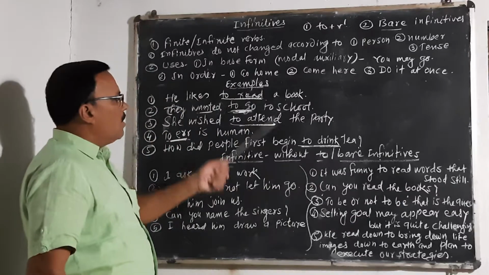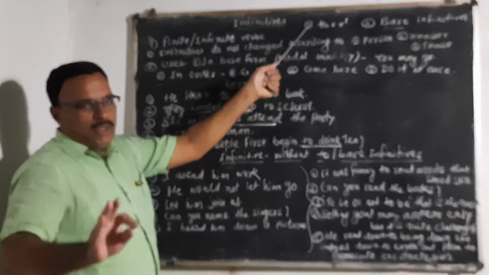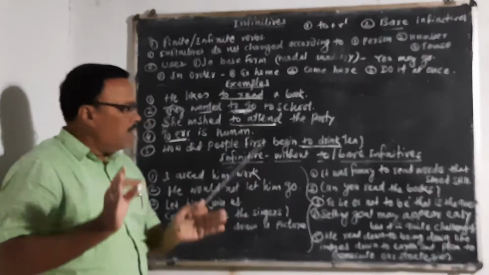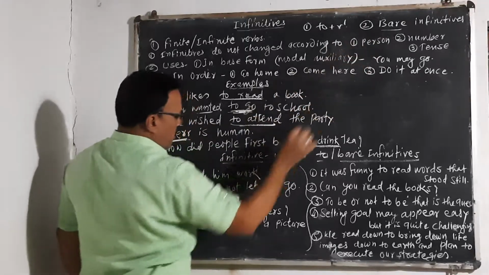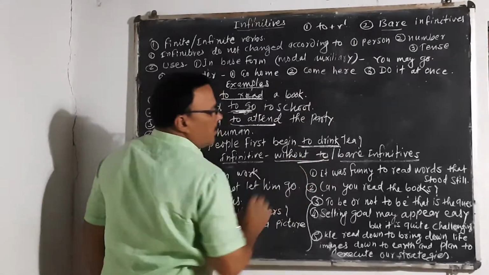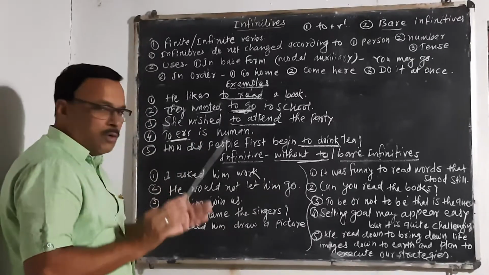Now all these are the infinitives with to plus v1 form. To नंतर क्रियापदाचा पहिला फॉर्म आपल्याला लिहायचा आहे. Okay. Now second, bare infinitive and without to. Infinitives which are used without to.